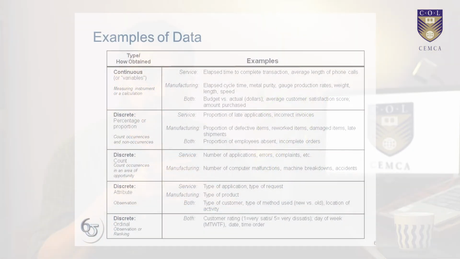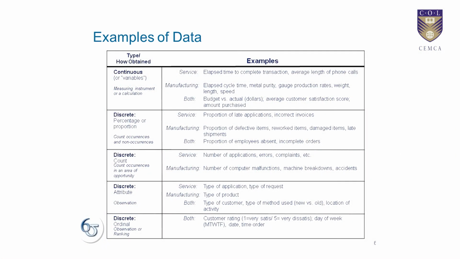So to give an example, let's say we're talking about the continuous type of data. We see in the slide here, from the service industry where most of us will be: elapsed time to complete a transaction, time remaining to complete a transaction, average length of the phone call. Now that's a typical continuous type of data because here we're talking about time as a measuring unit.